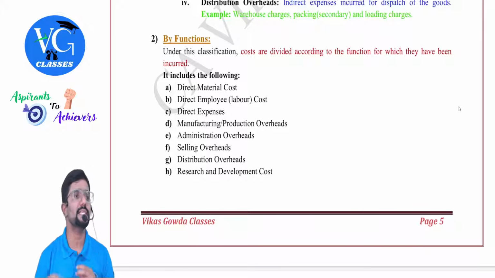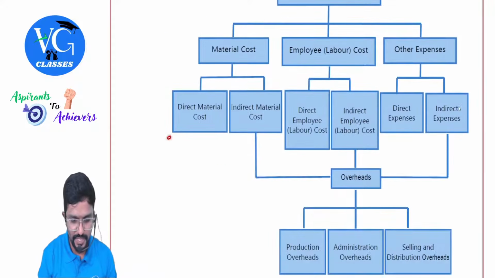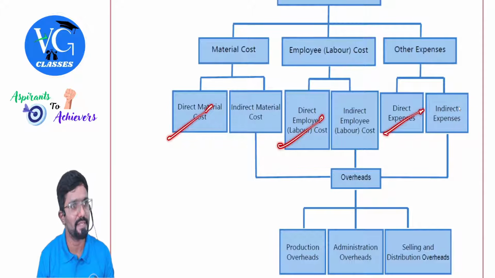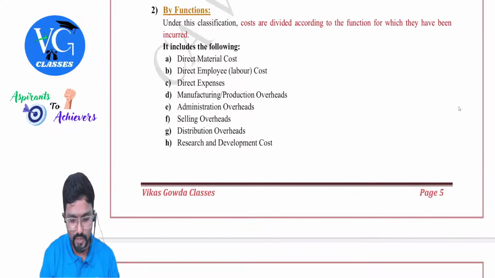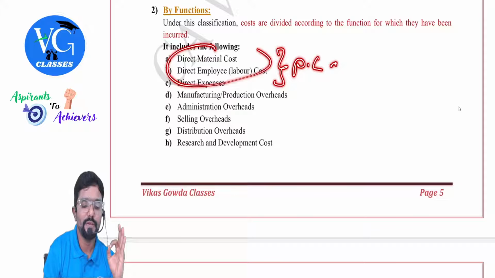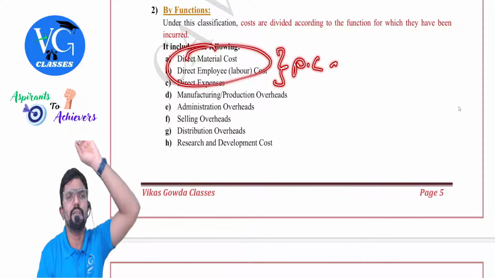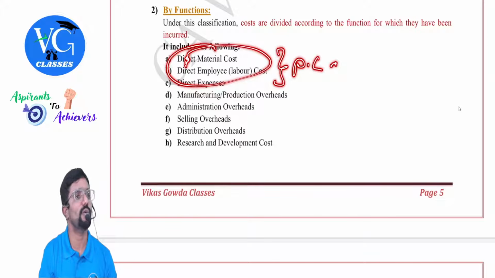Then by function we can classify the cost into direct material cost, direct employee cost, and direct expenses. We already saw all this, no? Direct material cost, direct labor cost, and direct expenses. Guys, these three we put together and call prime cost. And remember one thing: prime cost will always be direct in nature and it will always be variable in nature, because it will always vary with the number of units you produce. Higher the number of units you produce, higher will be the cost. Lower the number of units, lower will be the cost.